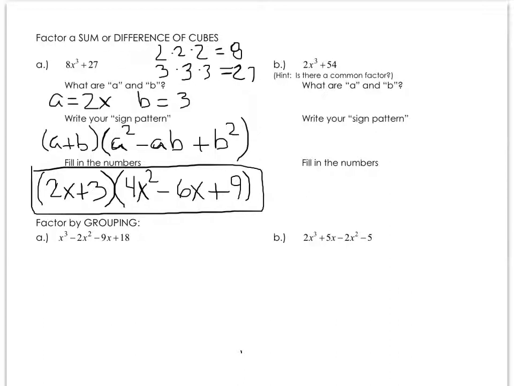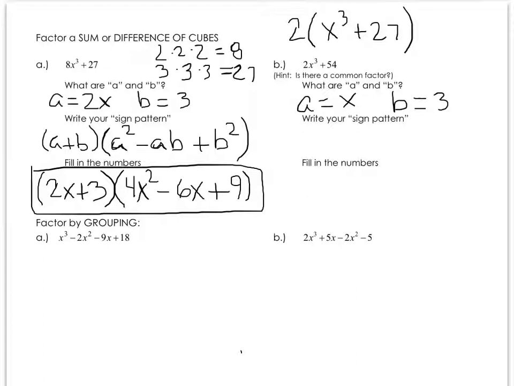So if we look at example B, x cubed looks good, but 2 is not a cube and 54 is not a cube. So what I'm thinking is maybe what we need to do is factor that 2 out of there. If I pull out a 2, that leaves me with x cubed plus 27. Okay, so x cubed plus 27 looks like one of these special patterns. A is just going to be x, because x times x times x is x cubed. B is going to be 3 again, because 3 to the third power is 27.